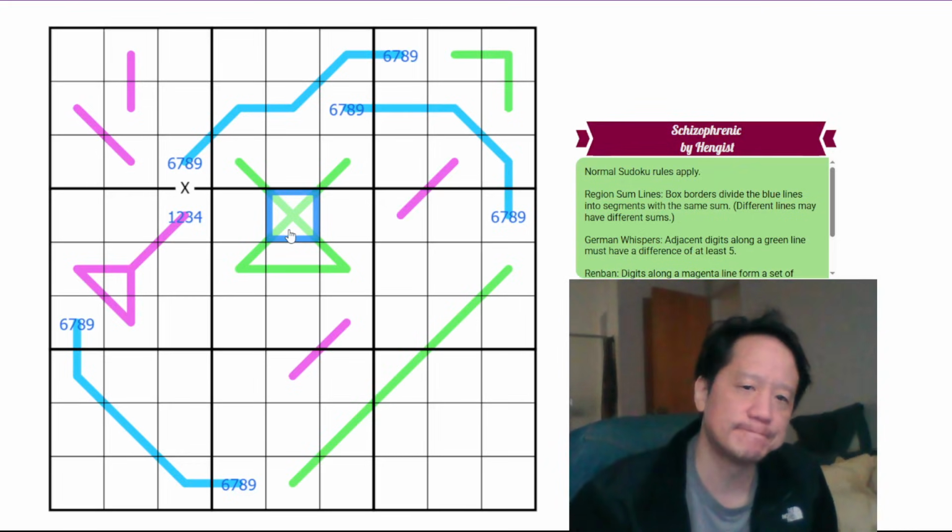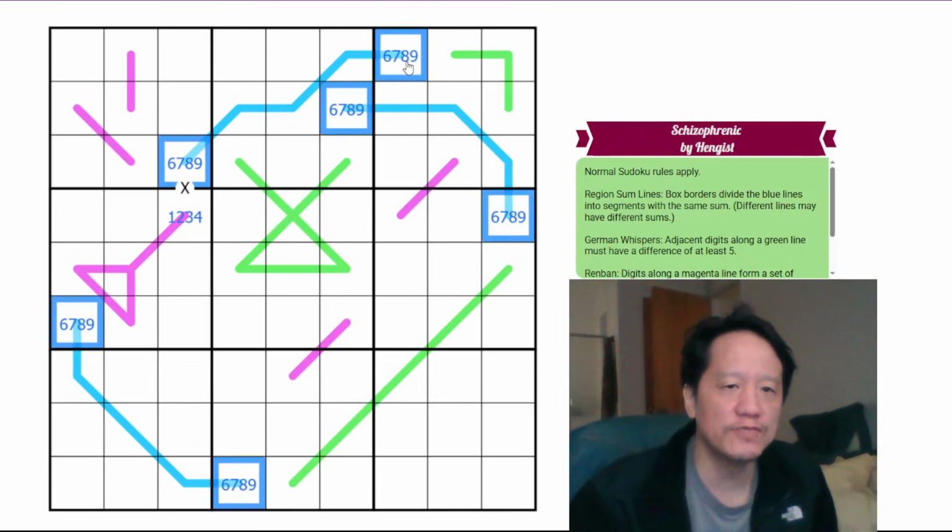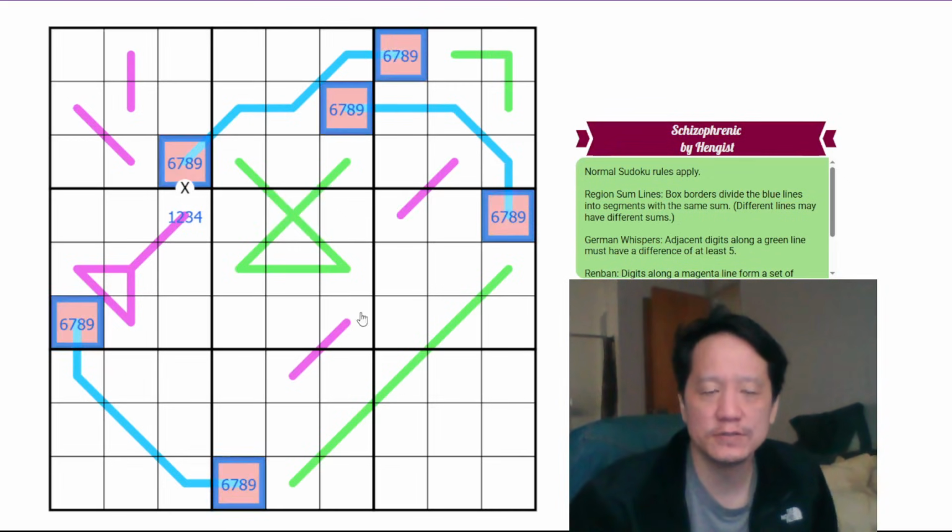This digit. So all of these are high digits.